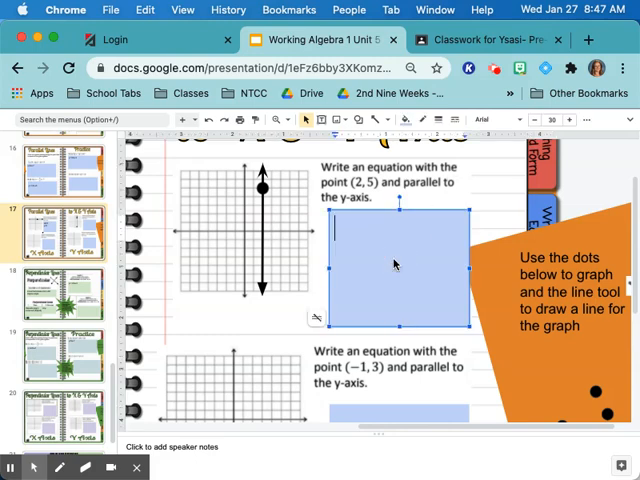So anytime we have a vertical line, think VUX. So we have HOY VUX. HOY is horizontal. VUX is for vertical lines. So if it's vertical, that means it's an undefined slope. So our equation's written as x equals a number. What is the x value on our point? 2. So x equals 2. Pretty easy.